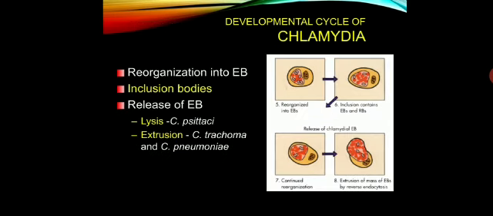And then reorganization into elementary bodies. They develop into inclusion bodies and then the elementary bodies are released. And finally, the host cell lyses, killing the host cell and releasing the new colony. In the case of Chlamydia psittaci, cell lysis occurs. In the cases of Chlamydia trachomatis species, extrusion occurs, and also in Chlamydia pneumoniae.